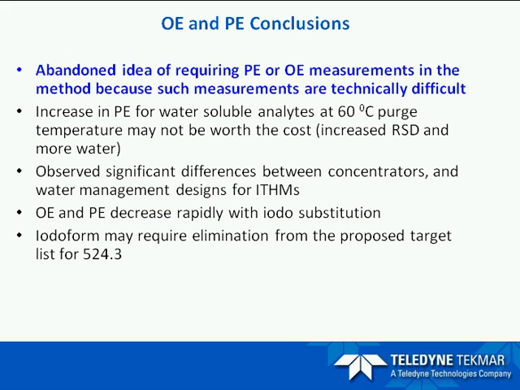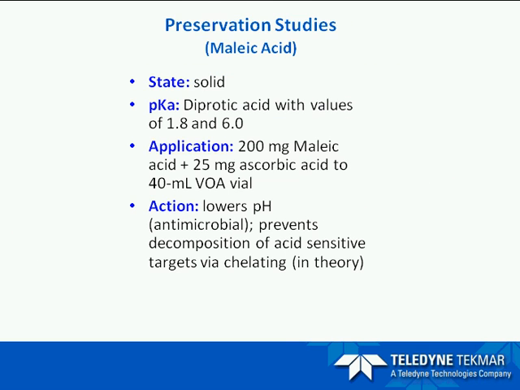Now, heated purge was determined not to be advantageous for the newly proposed target analyte list as well. The iodinated trihalomethane recovery may be concentrator dependent, and iodoform was proposed to be dropped as an addition from the target list because of the poor response.